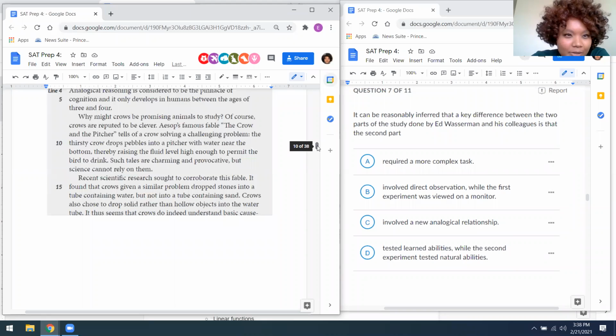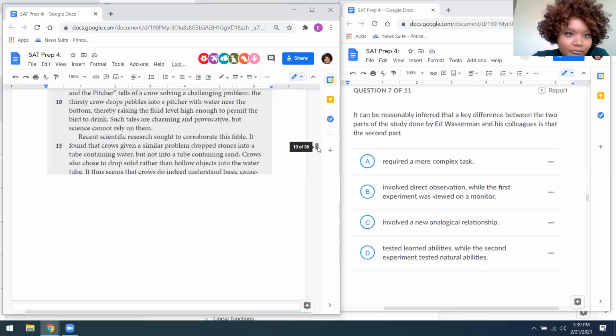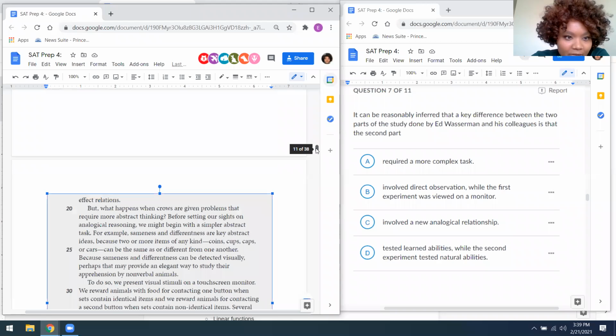So we can skim, we see here talking about animals to study, Aesop's crow in the picture, such tales are charming. I'm just skimming, I guess skimming with you in real time in a way. Recent scientific research sought to corroborate this fable. Okay, we're getting closer. It's talking about research. Still talking about a fable though.